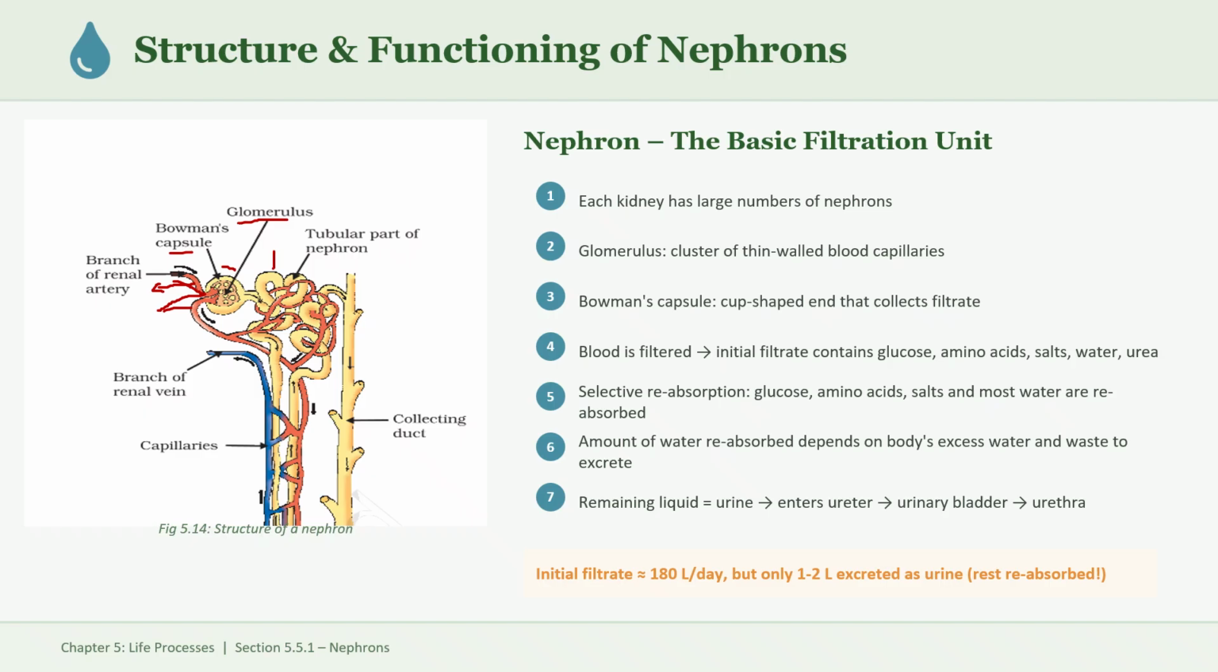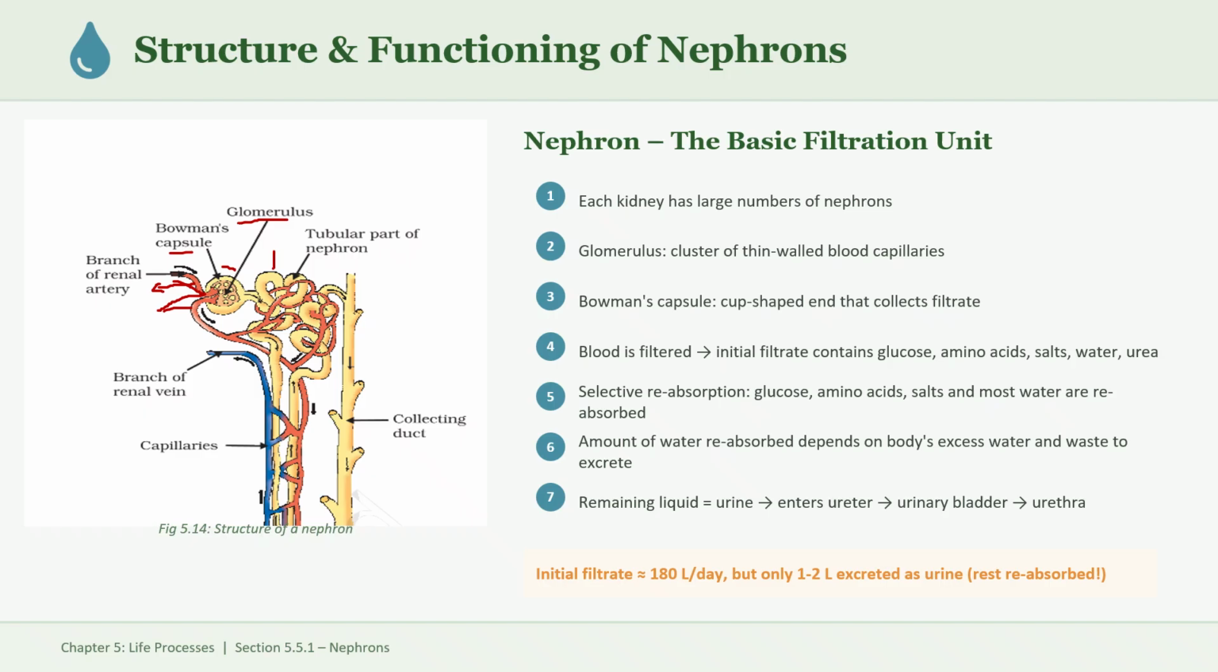So filtration has been done. Here, large molecules like proteins or blood cells are not filtered. What is filtered? Glucose, water, amino acids, salts and urea are filtered. So the filtered fluid we call the glomerular filtrate.